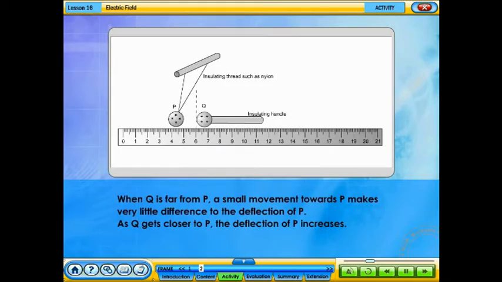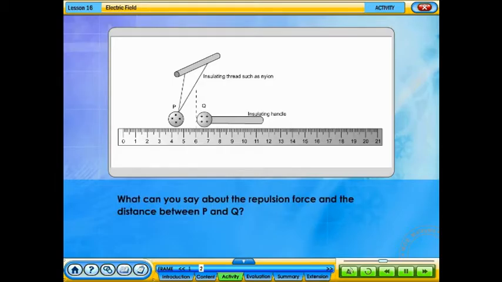When Q is far from P, a small movement towards P makes very little difference to the deflection of P. As Q gets closer to P, the deflection of P increases. What can you say about the repulsion force and the distance between P and Q? The repulsion force increases as the separation distance decreases.